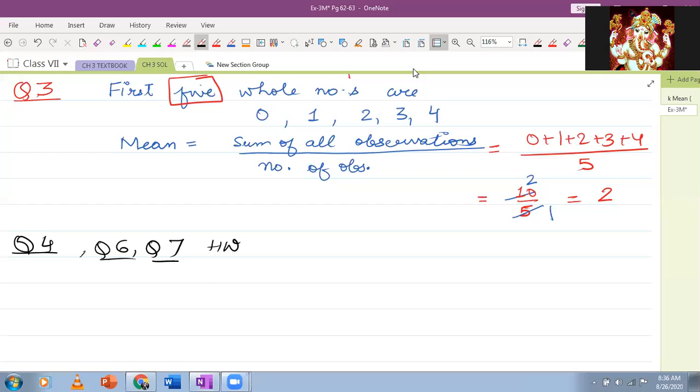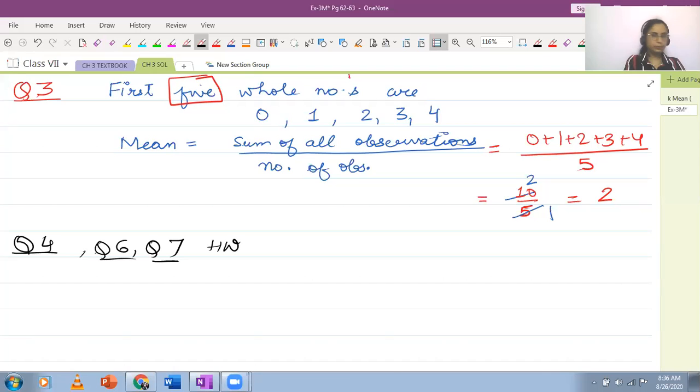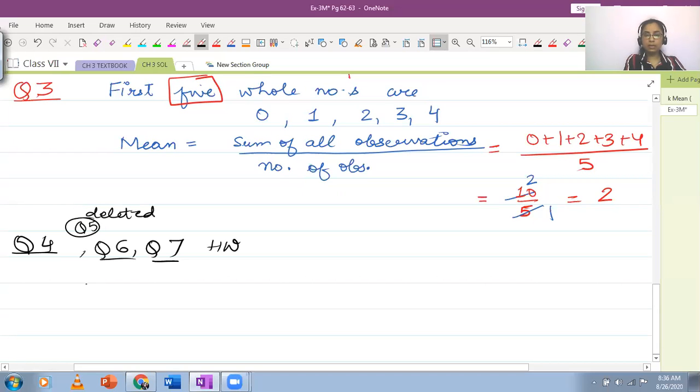Right? Now question number 4, question number 6 and question number 7 are your homework. In case you have any problem, you can just send a message and I will answer that. I think you will be able to do it. I don't think there will be any problem in these 3 questions. Very simple questions. Remember question number 5 has been deleted. So that's why I have not given it as homework. It's deleted, it's not to be done. So that is why I have not written it in between.